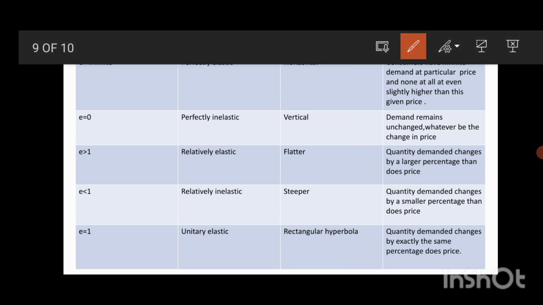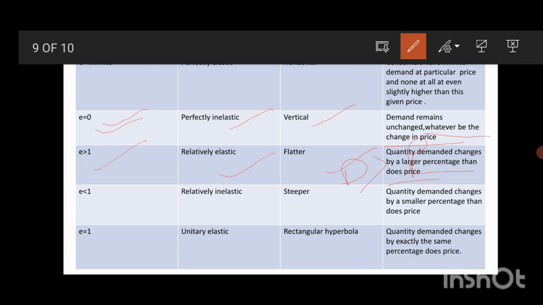In case of the next one, perfectly inelastic, elasticity of demand is equal to 0. You can see a vertical demand curve, and demand remains unchanged whatever may be the change in the price. Next, relatively elastic demand is greater than 1 and here the demand curve is the flatter one. Quantity demanded changes by a larger percentage than the price. So change in demand is more than change in price here.